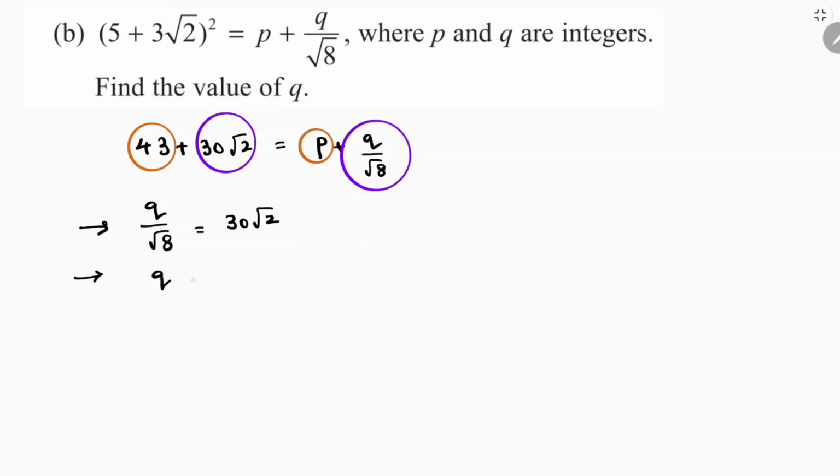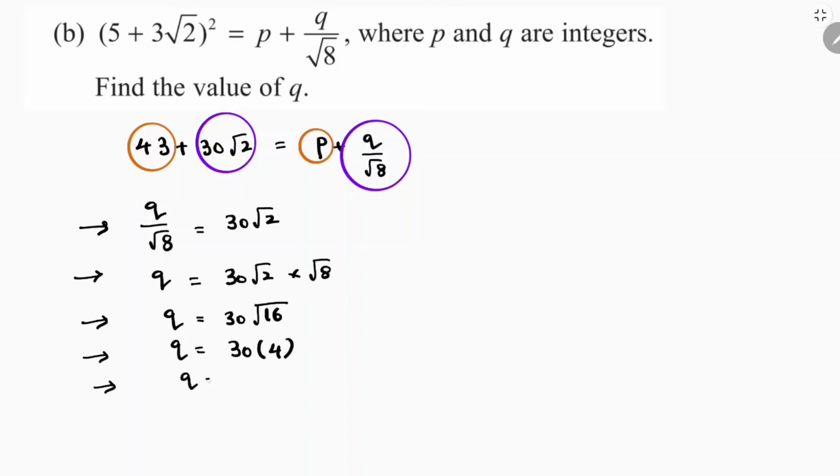So now q equals 30√2 into √8. So q equals 30 into, the irrational parts we can multiply, √2 into √8 is √16. So q equals √16 is 4. So the value of q is 120.